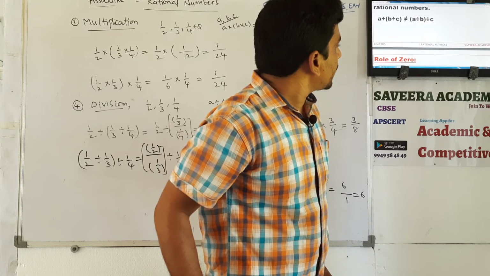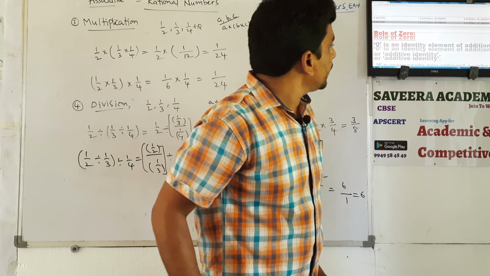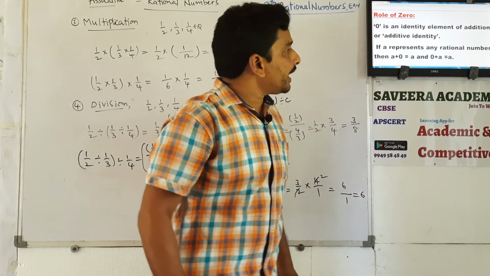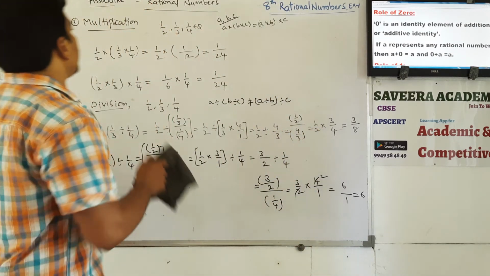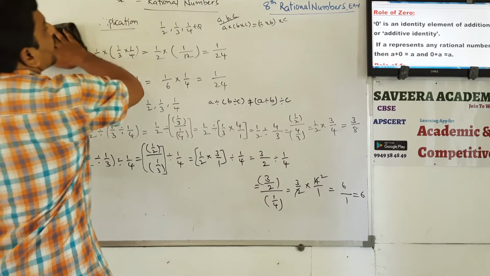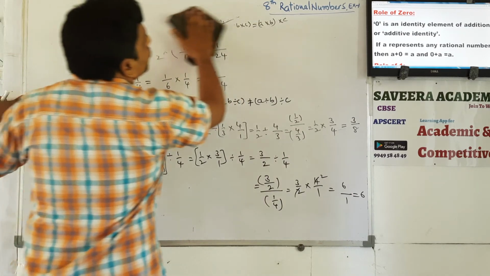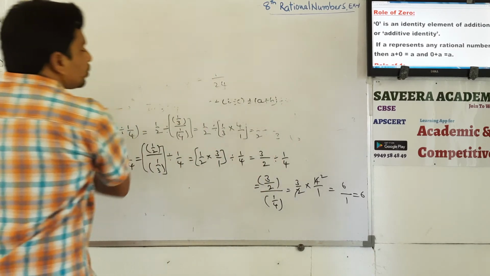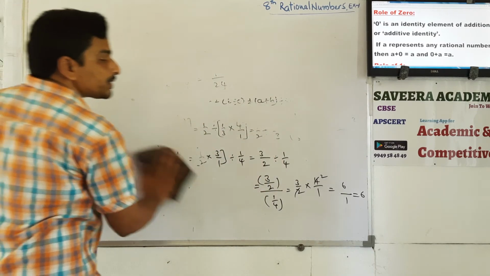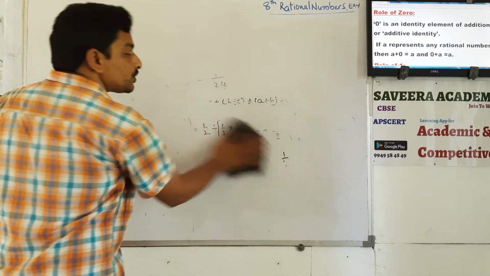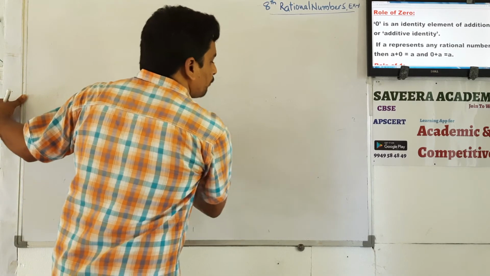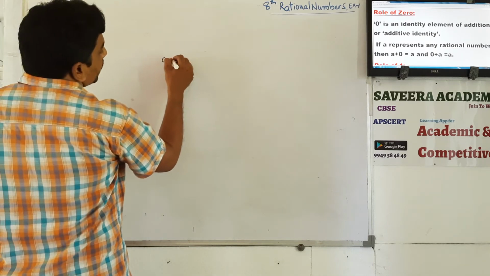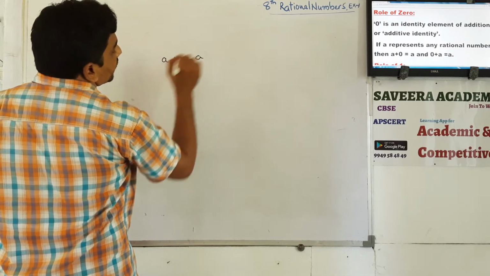Now let us see the role of 0. Here see, 0 is an identity element of addition, or additive identity. You have to remember, 0 is called additive identity. Additive identity means if you add 0 to any number, that number will come. Suppose 3 plus 0, 3 you will get, 4 plus 0, 4 you will get, 5 plus 0, 5 you will get. So the same answers you are getting. So in general, a plus 0 is equal to a.